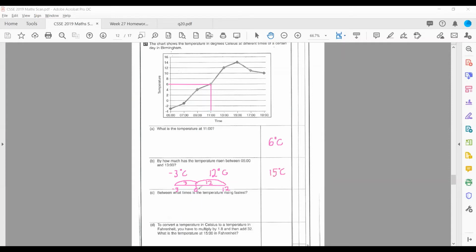Between what time is the temperature rising the fastest? So rising, we need the graph to be on an upward incline, and you're looking for the steepest point. Now, you may be able to do this visually, or you may be unsure. Our two steepest gradients can be found here and here. You can ignore all of these because these are going down, and we're looking for an increase in temperature.